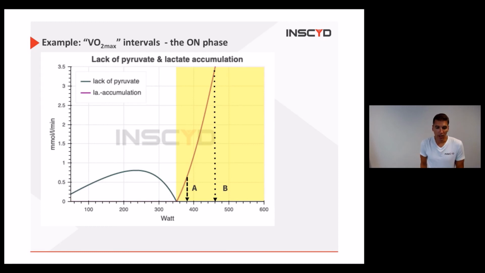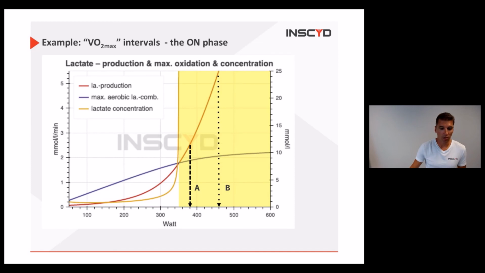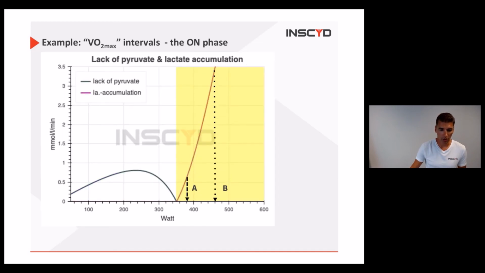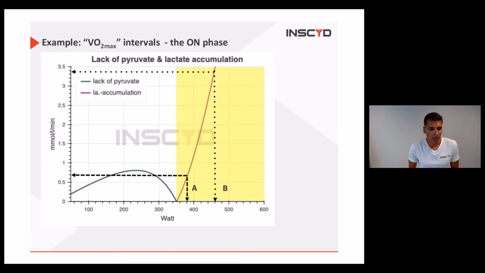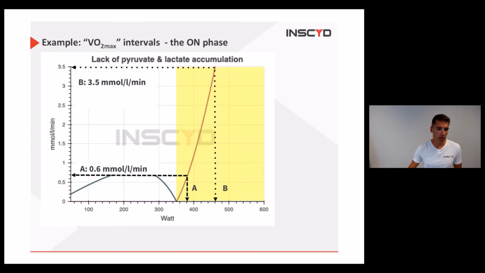Okay, and this brings us now to how we go about the recovery and the duration. Let me give you 2 examples here with A and B. So this is going from the lactate production to the actual accumulation. Start with example A. You can read now what the accumulation rate is at this intensity. The intensity here, I think, is 380 watts in case A and 460 in case B. So the accumulation rate in case A is 0.6. In case B it is 3.5. We're talking about millimoles per minute.